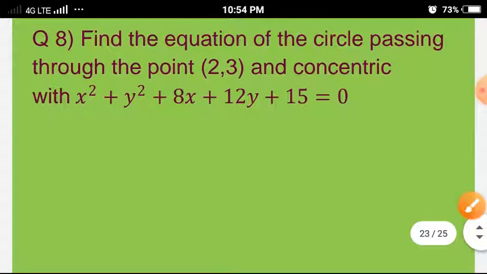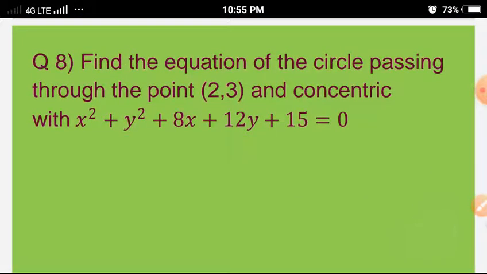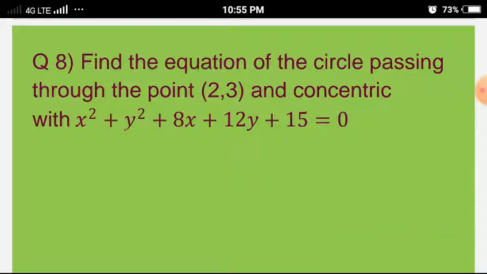Then the next question is: find the equation of the circle passing through the point (2, 3) and concentric with the circle x square plus y square plus 8x plus 12y plus 15 is equal to 0. Here we have to find the equation of the circle which is passing through (2, 3) and also which is concentric with the circle x square plus y square plus 8x plus 12y plus 15 is equal to 0.